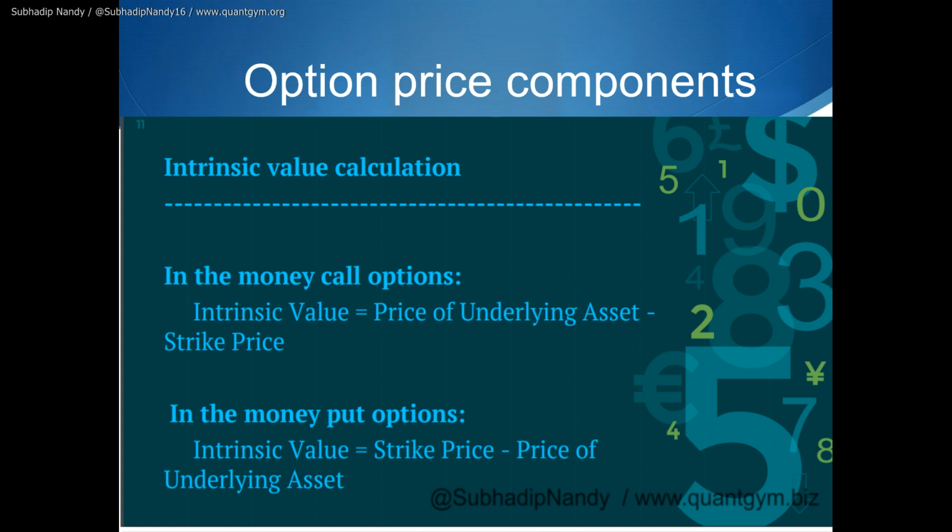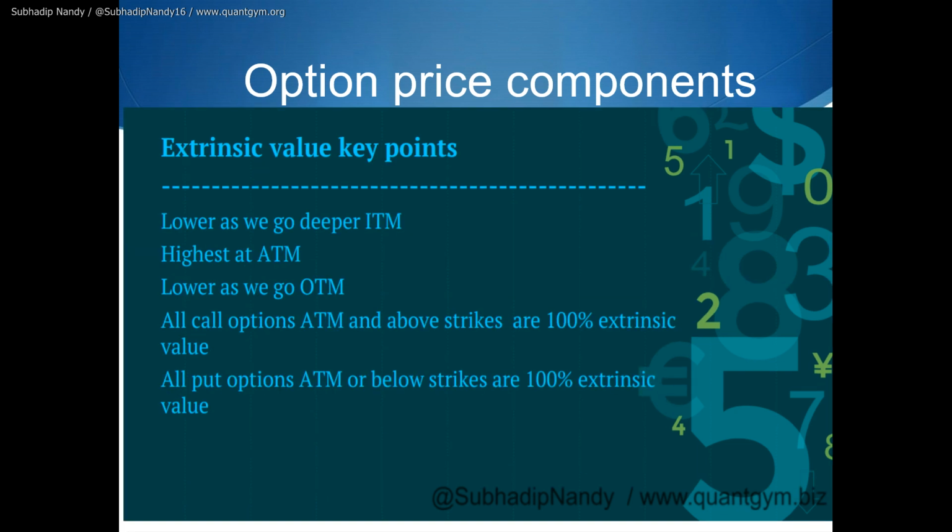In the money put options, intrinsic value is strike price minus the price of the underlying asset. That will give you the intrinsic value of a put option. Extrinsic value key points: lower as we go deep in the money. Whatever deep in the money option we buy, it will have the lowest extrinsic value. Highest extrinsic value is obviously at ATM. Again, extrinsic value as a component will get lower as we go OTM. It is fully extrinsic, but the value is low.